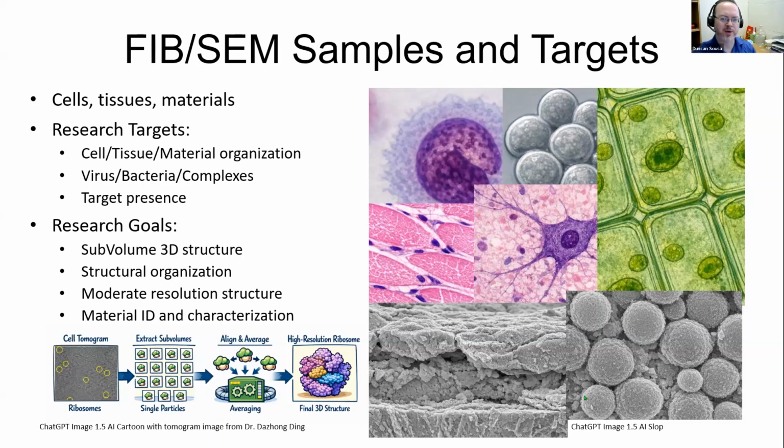The thing that's common about these materials is that they're all soft. In other words, if you put them under the standard materials microscope, you're going to blow them completely apart immediately. So we have to do it in cryo, which is why we're doing CryoFibSem. The research targets that we're interested in are generally going to be cells, tissues, or some sort of material. We might be looking at viruses, bacteria, maybe subcellular complexes. Often we're looking at target presence. So did my nano, whatever it is, end up in a cell? And where is it?